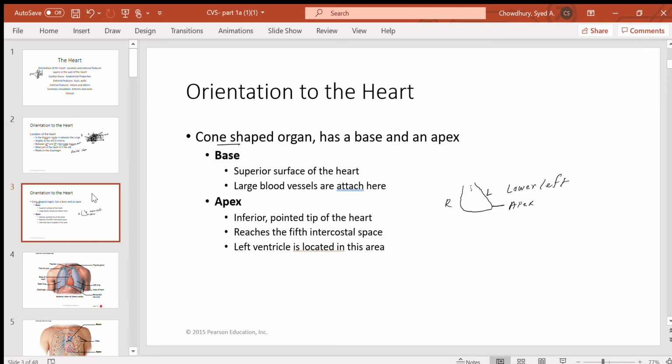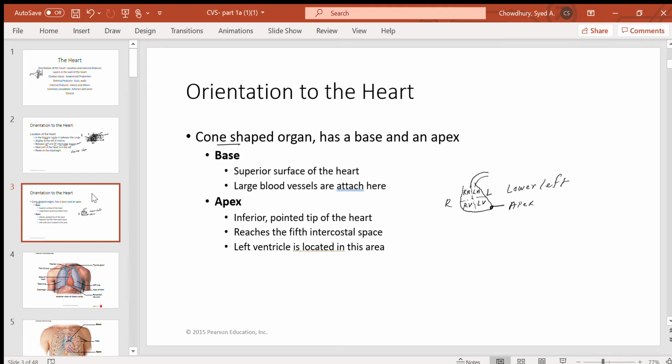Okay, so now if I divide the heart into 4 chambers, heart has 4 chambers. Upper 2 chambers are atria. Atria is plural, atrium is singular. So this is the right atrium, this is the left atrium, this is the right ventricle, this is the left ventricle. So you see the apex is actually in the left ventricle, and the base is this part where the large blood vessels are attached.